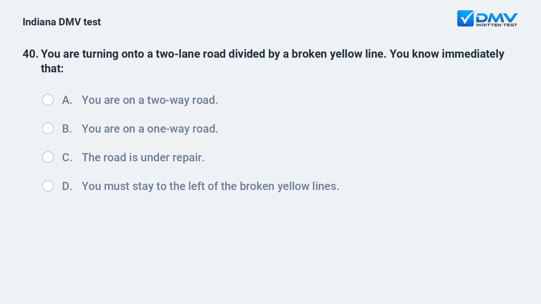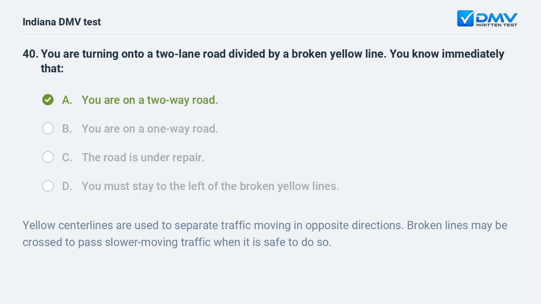You are turning onto a two-lane road divided by a broken yellow line. You know immediately that A. You are on a two-way road. B. You are on a one-way road. C. The road is under repair. D. You must stay to the left of the broken yellow lines.